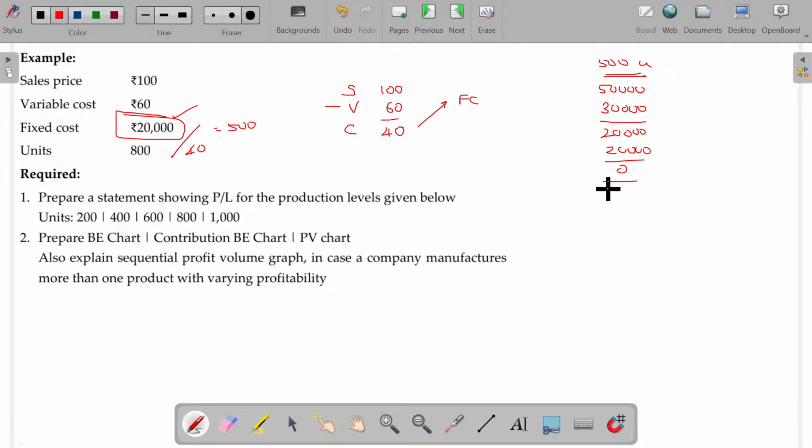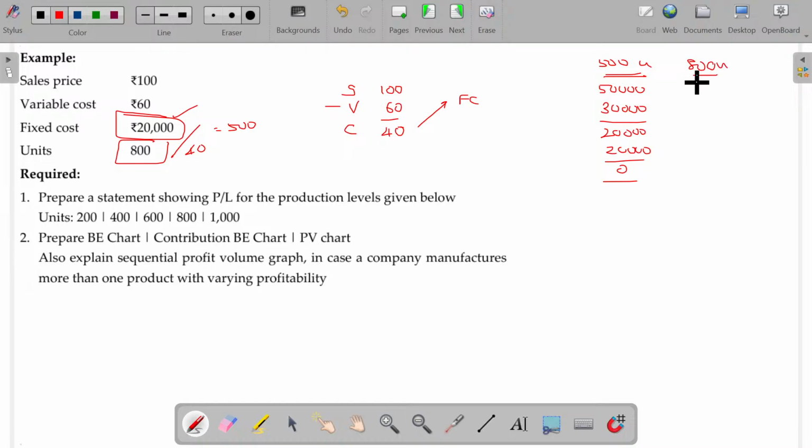If you estimate minimum 500, you are pretty happy. Minimum 500, pretty happy, but you don't have anything in your pocket. To get anything in your pocket, you need to sell minimum 500 plus. You have to sell any units more than 500. So in this illustration, it is given like 800 units sold. So 800 units sold, right?